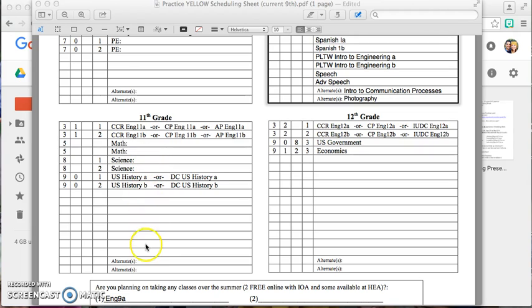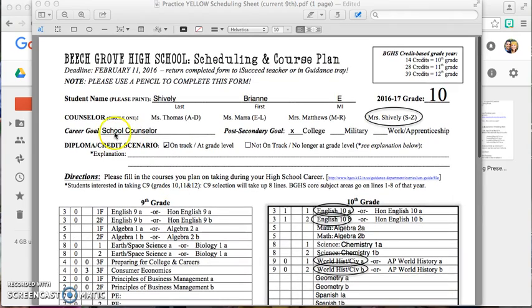So I'm going to kind of plan out what I think I'm going to do my 11th grade year and then do the same thing for my 12th grade year. This is a great way for you to have a conversation at home about what your plans are, and it helps you align what classes you want to take. And then remember, you've put up here a career goal, something you're interested in doing after high school.